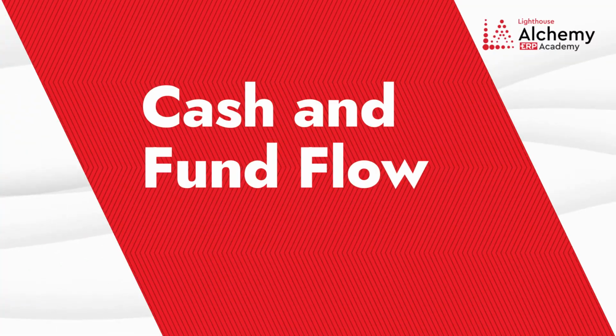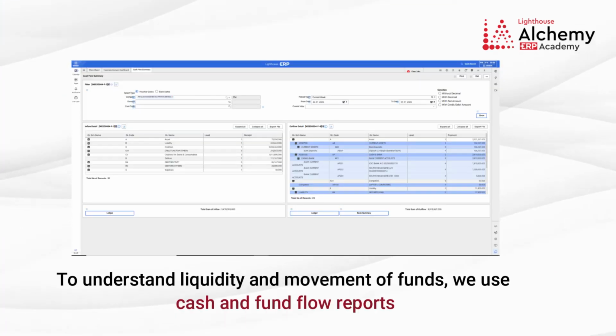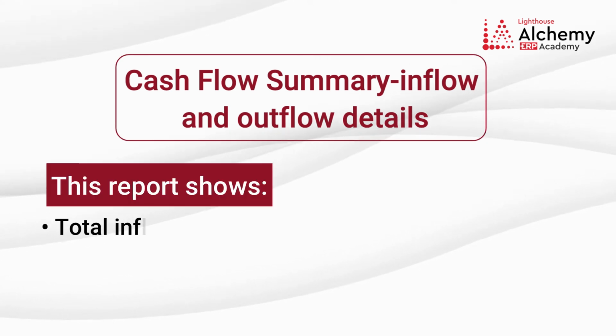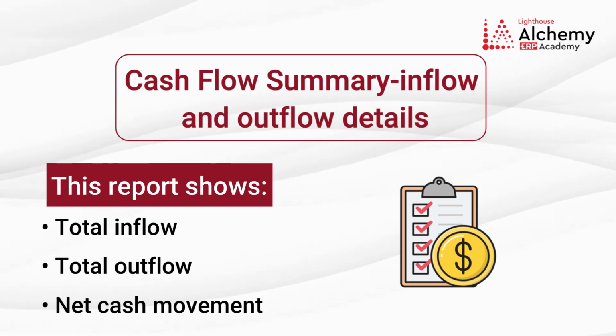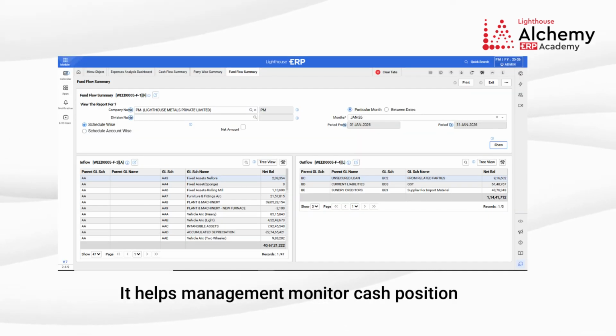Part 3. Cash and fund flow. To understand liquidity and movement of funds, we use cash and fund flow reports. Cash flow summary. Inflow and outflow details. This report shows total inflow, total outflow, net cash movement. It helps management monitor cash position.